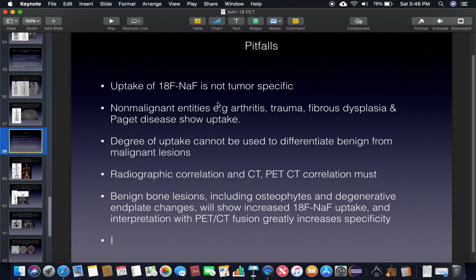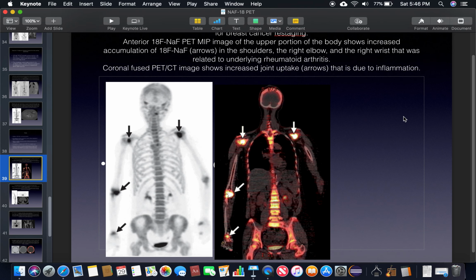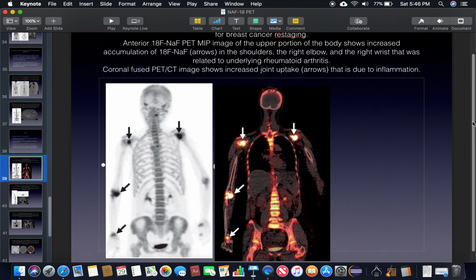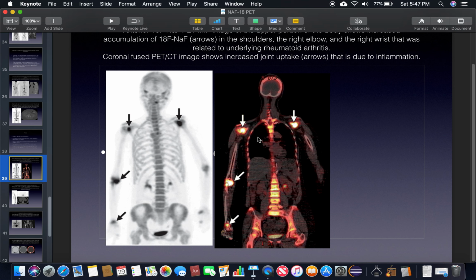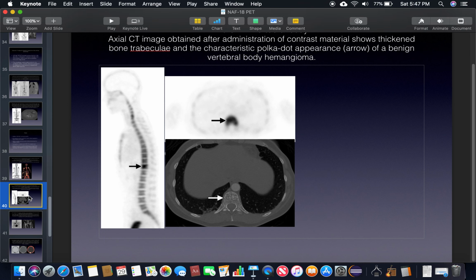So again, some pitfalls. It is not a tumor-specific agent. You can find positive uptake in arthritis, trauma, fibrous dysplasia, Paget's disease. So you have to look at the scan along with the PET CT, along with the CT scan. And this is an example of a patient with rheumatoid arthritis and all these areas of uptake on sodium fluoride, which with the PET CT we are seeing as being there in the joints, and obviously it goes in favor of this being a benign process related to inflammation and not because of a malignancy or metastatic lesion.